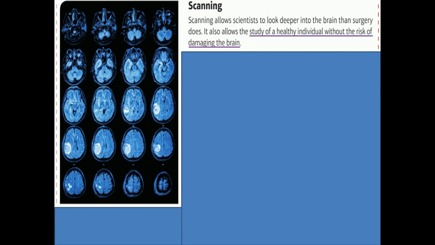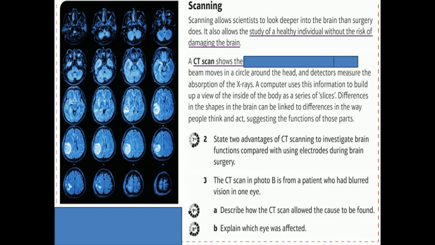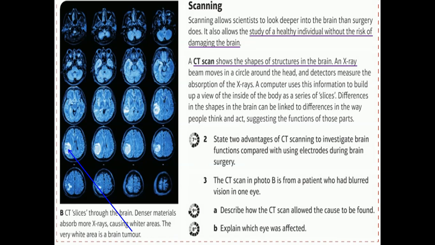Now, if you want to study a healthy individual without risking or damaging their brain, there are two different types of scans you can perform. A CT scan shows the shape or structures of the brain. And this involves using x-ray. So here you could see one thing that you could identify because of the changes in the shape or structures is a brain tumor. So that is one use of a CT scan.